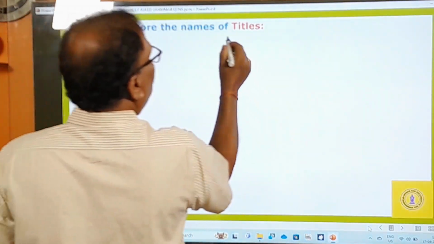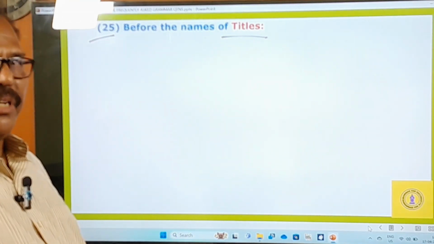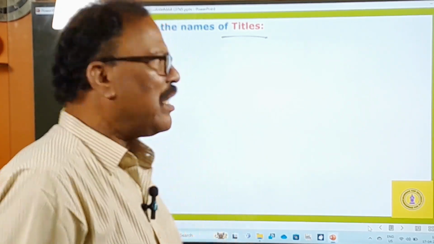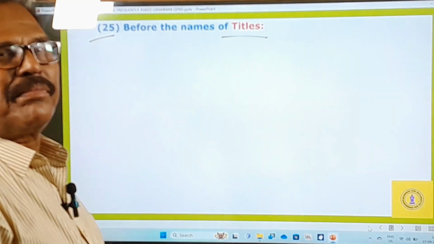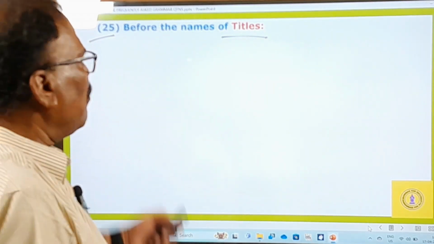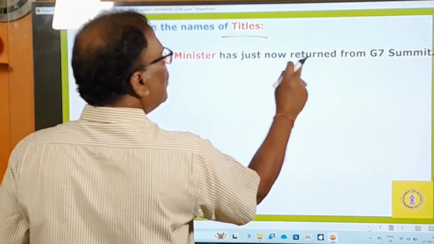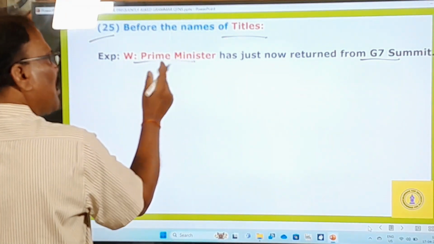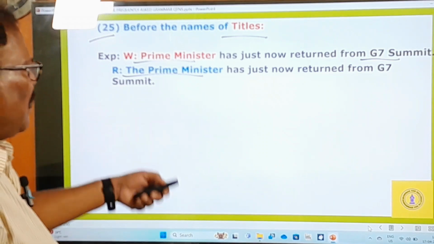And now let's move on to learn the next rule. 25th one. Before the names of titles. Chief Minister, Prime Minister, President, Minister, Principal, Director, Vice Chancellor, Commissioner, these are all titles. Before those titles, we must use the definite article. The Prime Minister has just now returned from the G7 summit. You cannot simply say Prime Minister. What should you say? The Prime Minister. The rest of the sentence is okay.